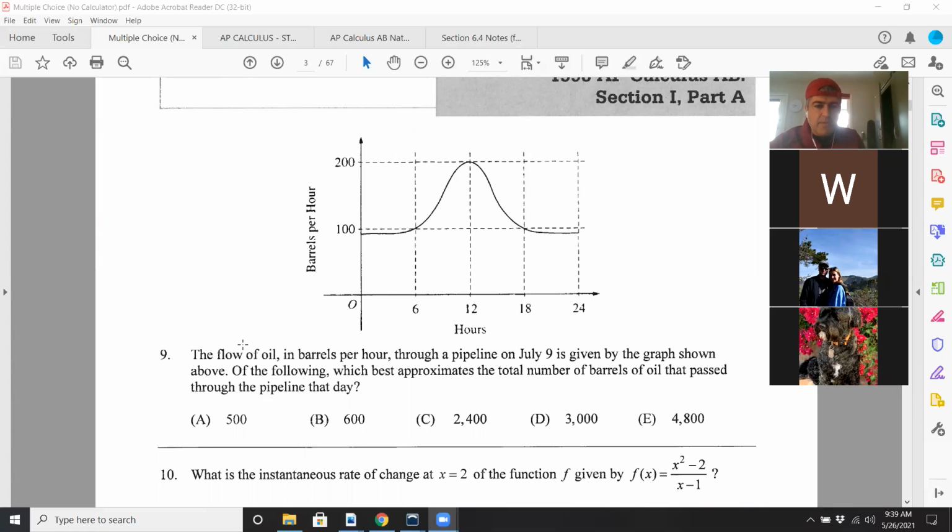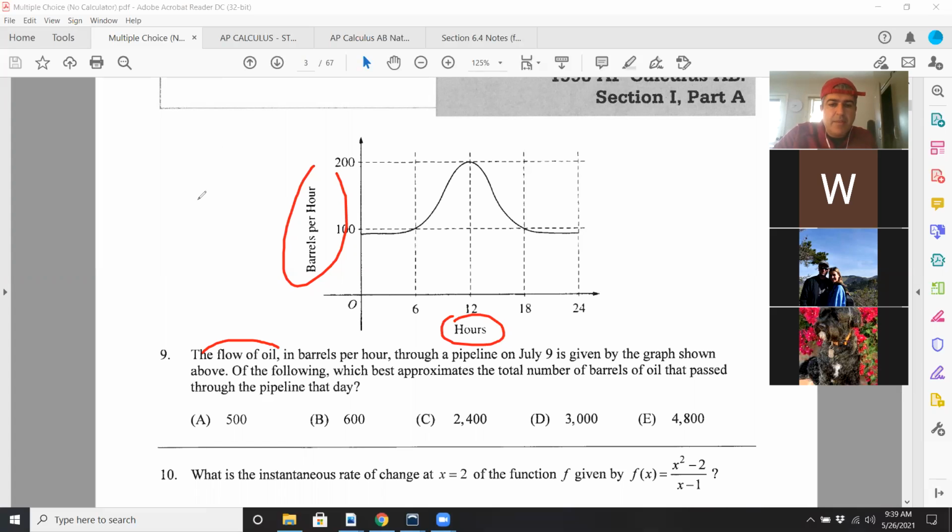So let's look at this one. The flow of oil in barrels per hour through a pipeline on July 9th is given by the graph shown above. Of the following, which best approximates the total number of barrels of oil that passed through the pipeline that day? Okay, so this is a rate. This is what they're giving us. It's a rate because it's barrels per hour, and they talk about the flow of oil. So it's how much is flowing over time.